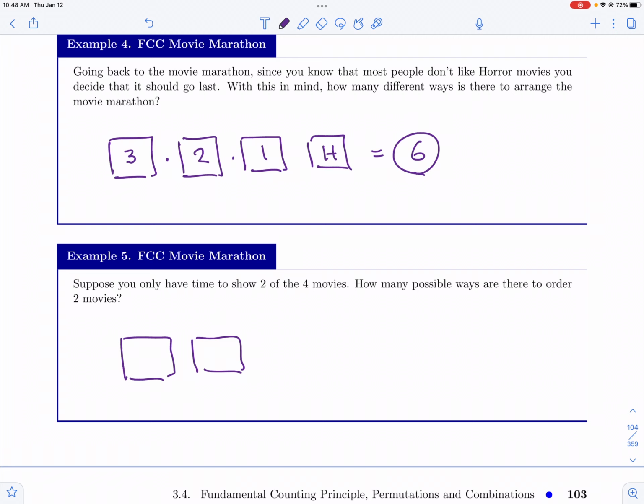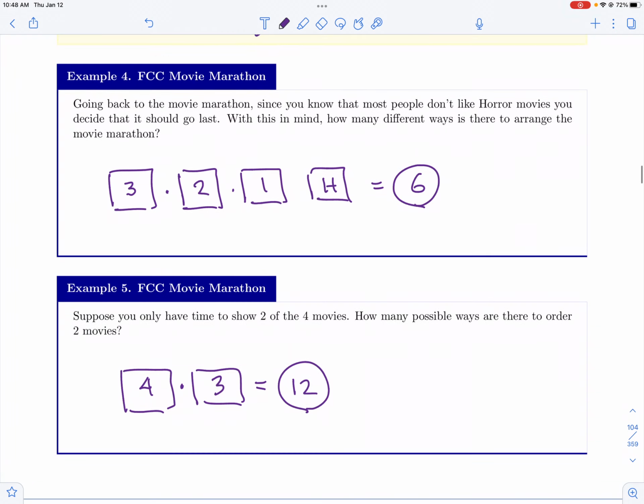And so I want to show just 2 of those 4 movies. So in this case, that would be 4 choices for the first, 3 choices for the second, and then unfortunately just 2 of the movies are not going to be able to be watched, which is okay. So again, multiplying these together, we're going to have 12 possible ways that we can schedule those 4 movies, choosing just 2 of them. All right, perfect.